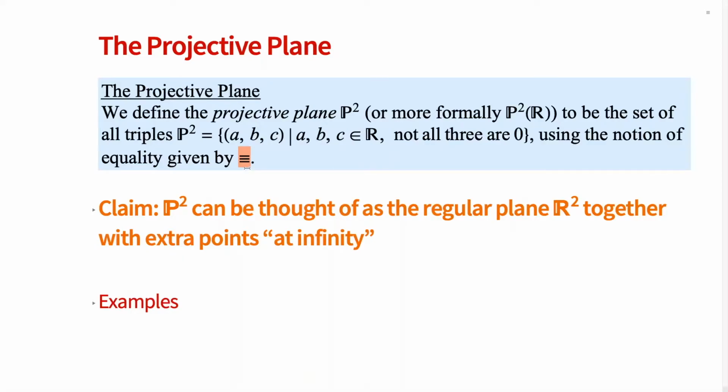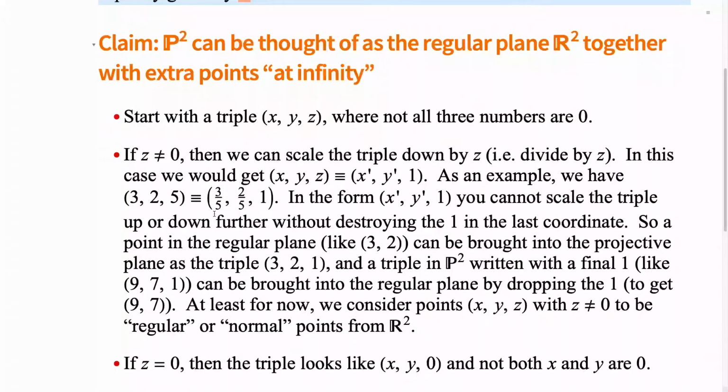Now my claim is this set, even though it looks like triples, can be thought of as the regular plane R2 together with extra points at infinity. Now, how do we do that? Well, start with a triple x, y, z, where not all three numbers are 0. If that last coordinate z is not 0, then you can scale the triple down by a factor of z, or if you like, divide by z. In that case, you would get that the triple x, y, z is considered the same as x prime, y prime, 1.